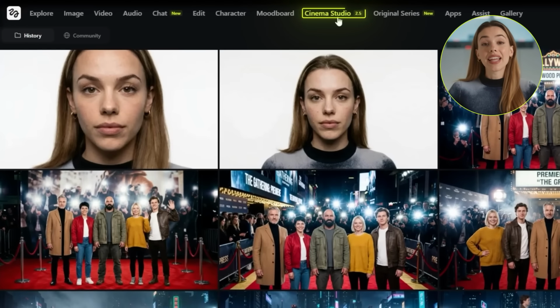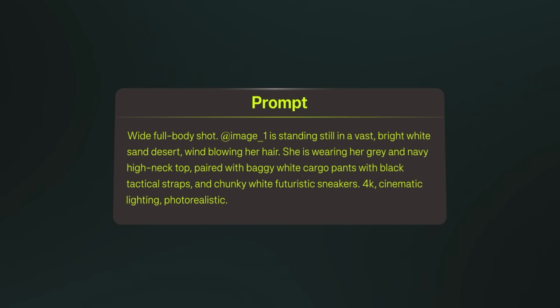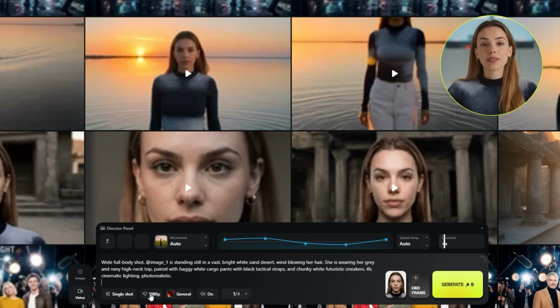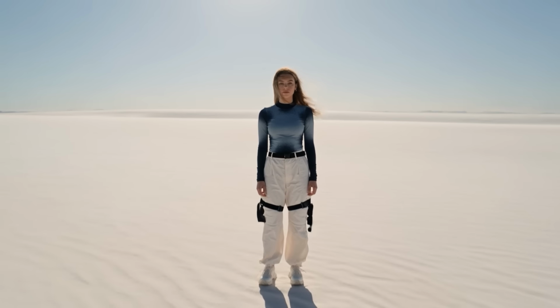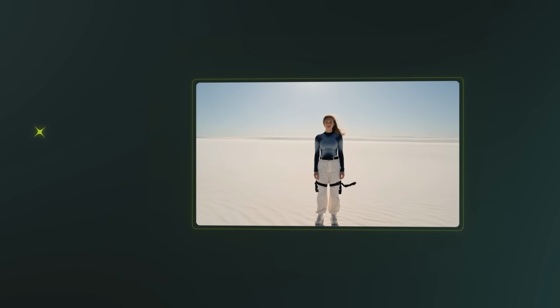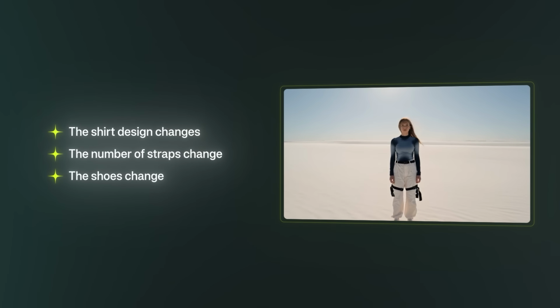To test this, we'll head to Cinema Studio and upload our headshot. For our prompt, we'll try to make it easy by describing a clean background and features of her clothing. Then we'll make sure it's a single shot scene, the aspect ratio is 16:9, the quality is 1080p, and our duration is 4 seconds. We'll leave everything else on default for now, and then click Generate. And as you can see, with only 2 generations, there are already glaring inconsistencies with our character. The shirt design changes, the number of straps change, and even the shoes change.